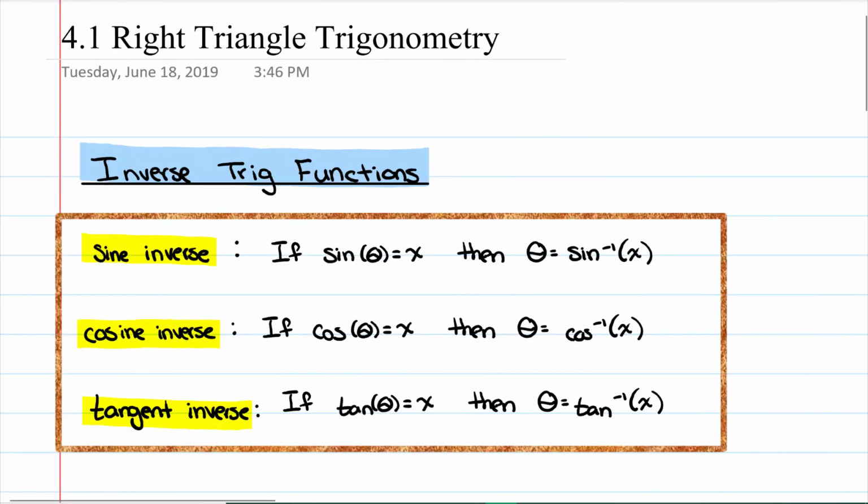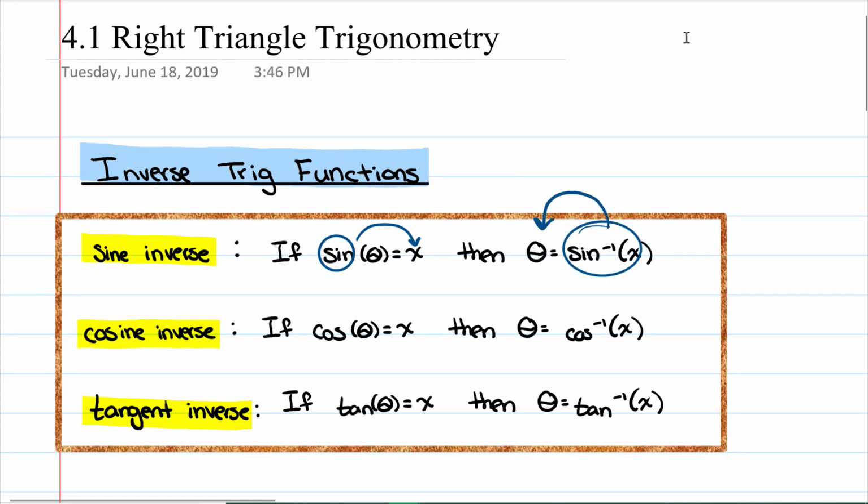In this next section, I'm going to talk about what's called inverse trig functions. Inverse trig functions are used in order to determine the angle when it's not given. Sine inverse is written as: if sine of theta equals x, then theta is equal to sine inverse of x. So what happens is this sine goes on to this side. It's not dividing by sine, but it's taking the sine inverse of both sides. If you take sine of an angle, it's going to give you a number. If you take sine inverse of something, it's going to give you the angle back.